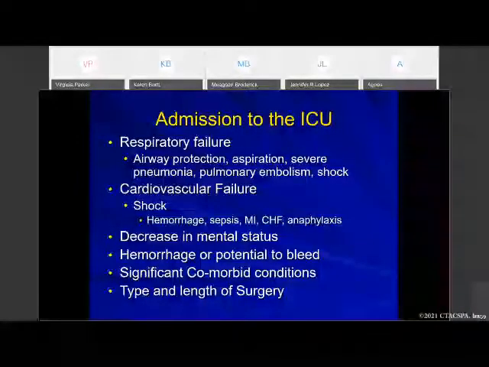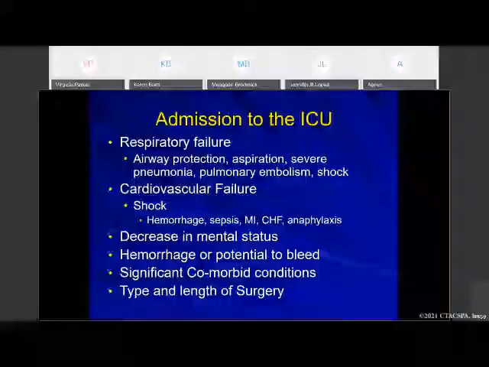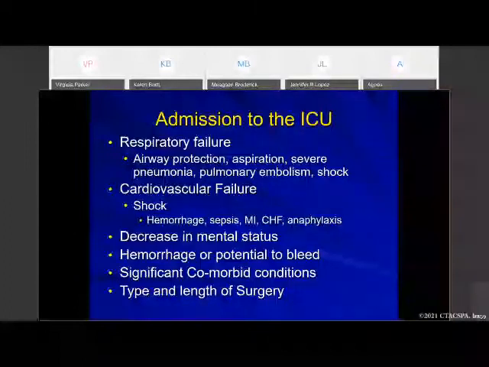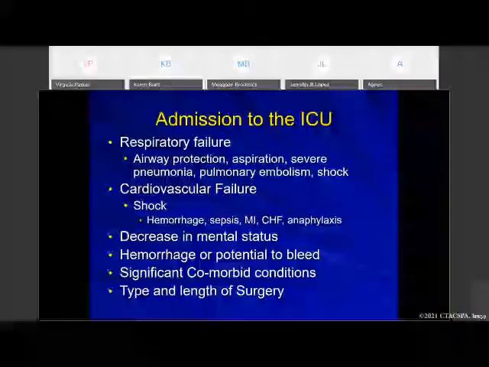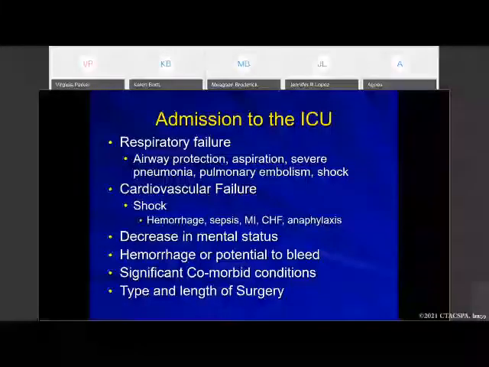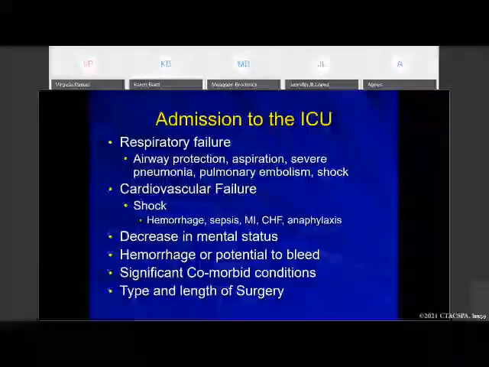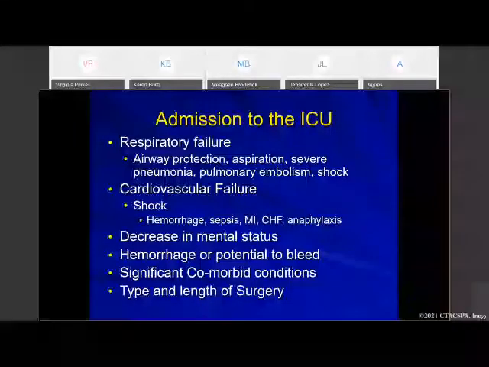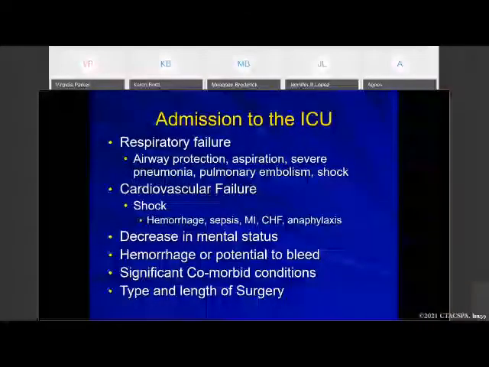When someone gets admitted to the ICU, it could be for respiratory failure, cardiovascular failure, all the different things that can cause it, decrease in mental status, hemorrhage, or potential bleed, like trauma patients or patients with head injuries, or significant comorbid conditions if they had a big long surgery. And we admit patients for vascular watches, looking for neurologic and vascular parameters every hour or so.